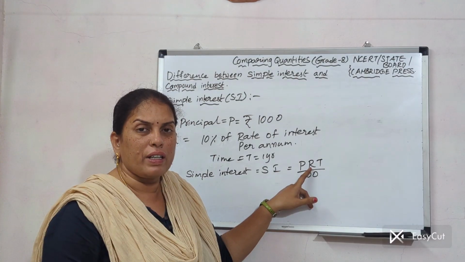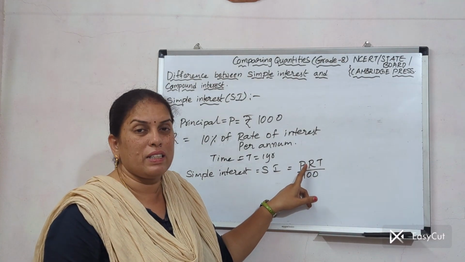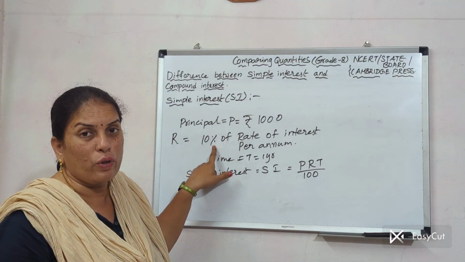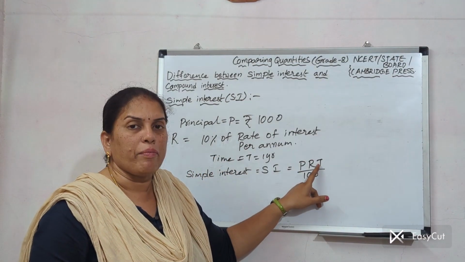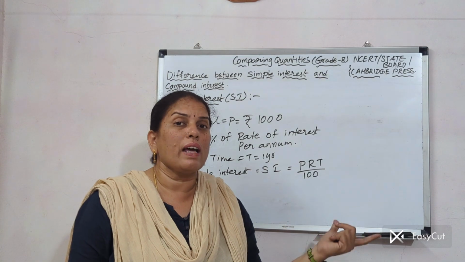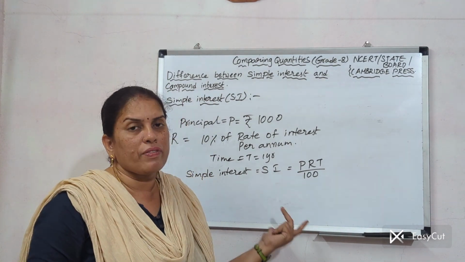R is the rate of interest. It is calculated in percentage. Don't forget, R will be given in percent only. Next, time. How much time? For example, my friend told me to return the amount in 1 year. Some members will give time.